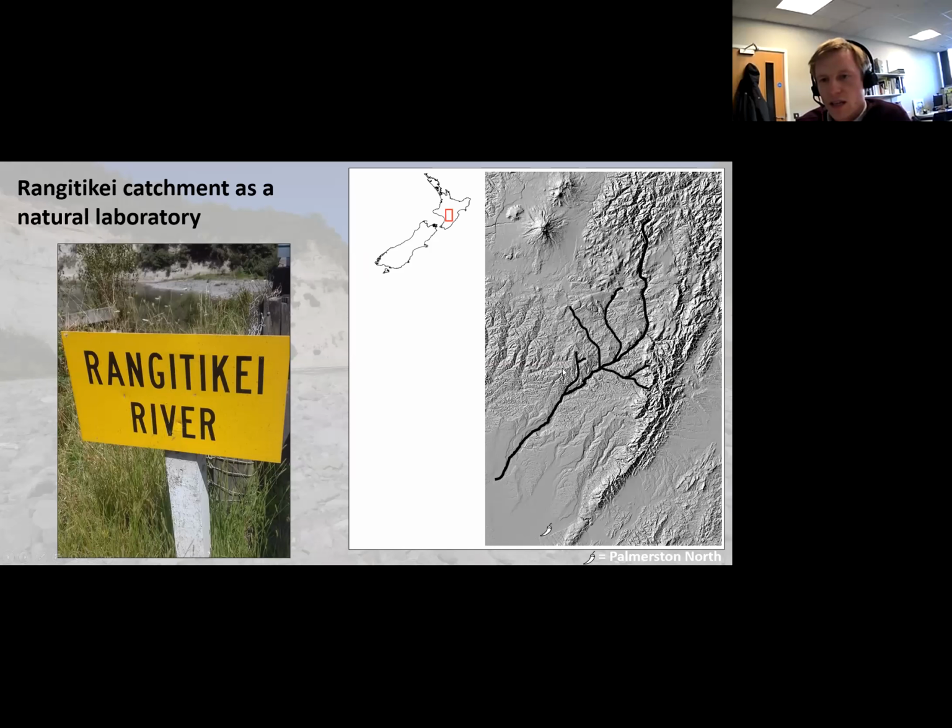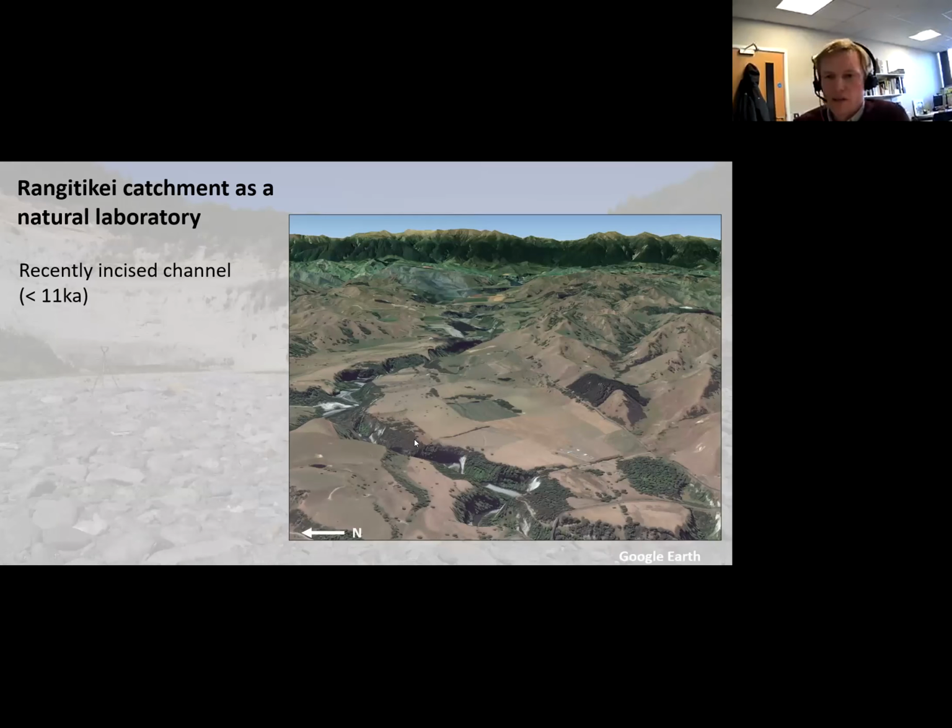For those of you who know New Zealand, this is a hillshade. These are the large volcanoes in the centre of the North Island. This is Ruapehu and Tongariro. The Rangitikei River drains to the south coast, and it's a really interesting river and really nice natural laboratory for studying the impact of sediment on channel geometry.